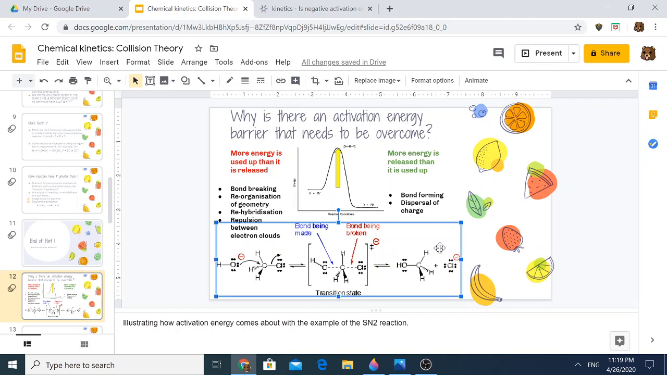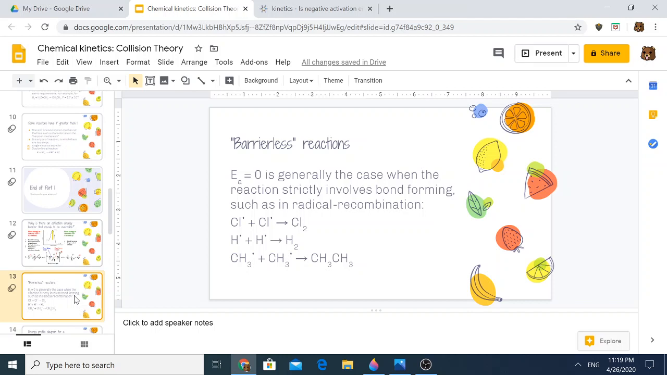Now that we understand the small energy changes that take place during a reaction and how activation energy arises, it is not too difficult for us to see why some reactions don't have an activation energy. If a reaction were to strictly give off more energy than it uses at all times during its progress, then wouldn't the potential energy keep on decreasing until it reaches the products? And such reactions do exist.